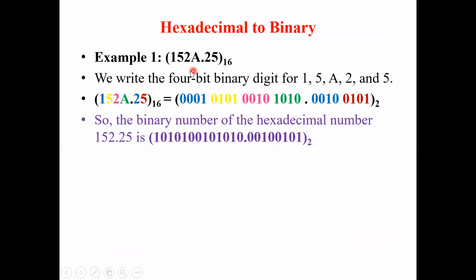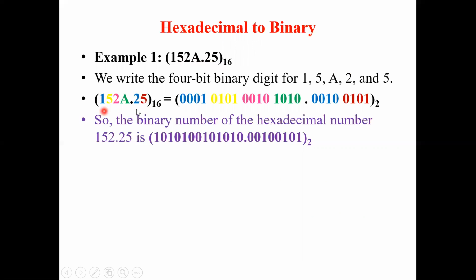Now suppose I give you this number, which you have already seen, 152A.25. This is in hexadecimal representation. You convert it into a binary number. For 1, you write the binary representation. 4 bits should be there. For 5, you know the table is there. For 2, you will write separately. A, you write separately. Then the point you keep as it is. Again for 2 and 5.